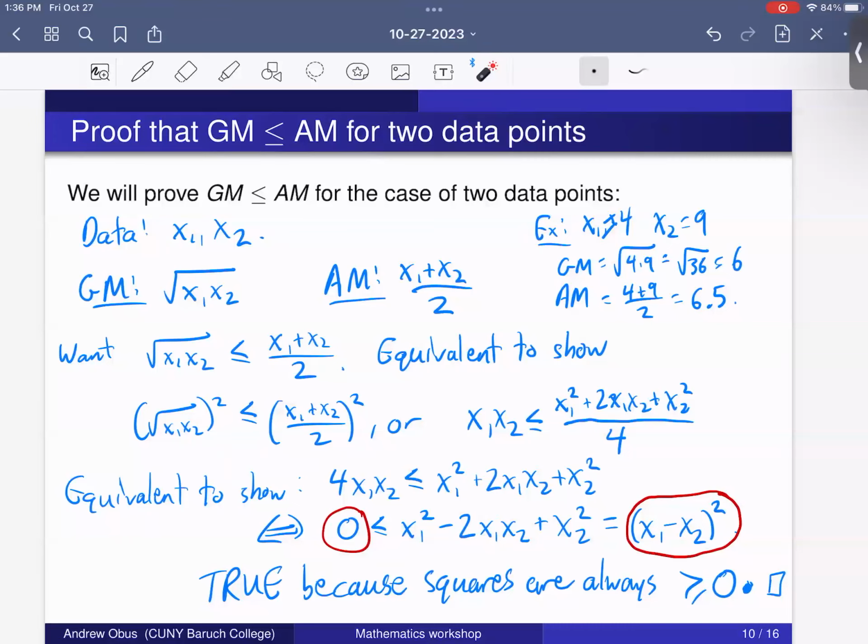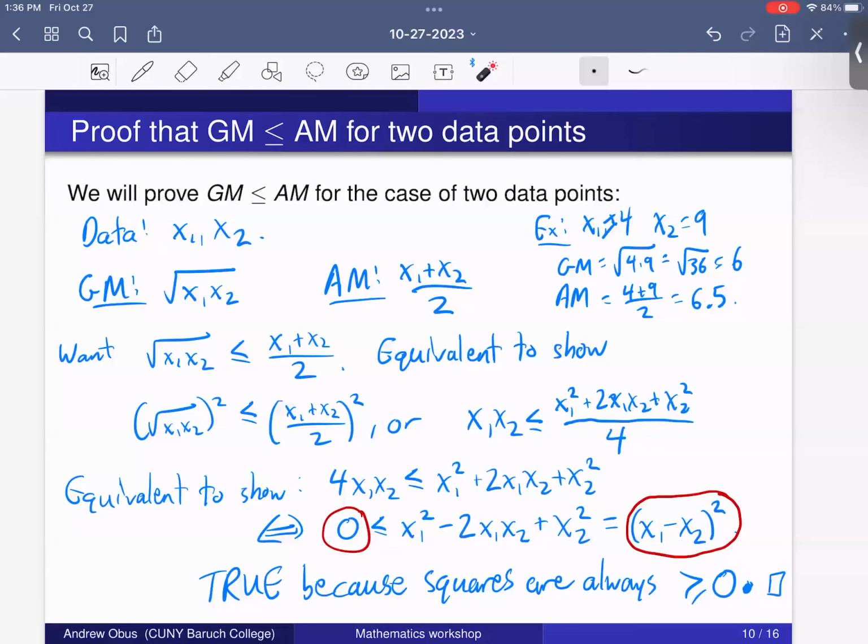So you can try your 2 favorite numbers, right? Take any 2 numbers that you want, 10 and 20. Their arithmetic mean is going to be 15. 10 plus 20 over 2 is 15. Their geometric mean is going to be the square root of 10 times 20. So that's the square root of 200, and that's not a whole number, but it is less than 15. The square root of 200 is about 14.1 or 14.2, something like that.